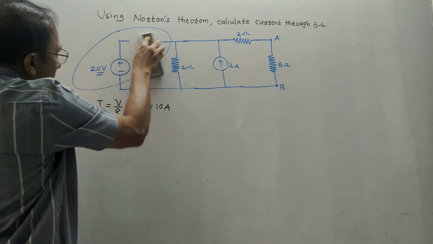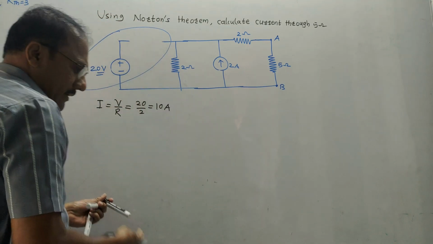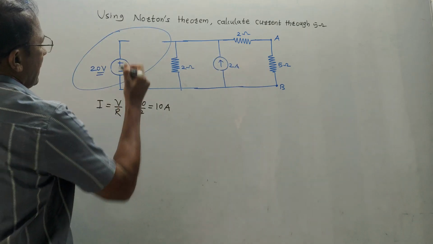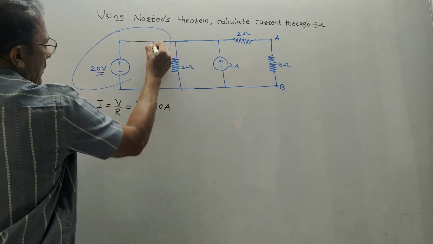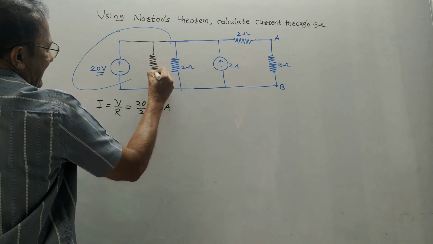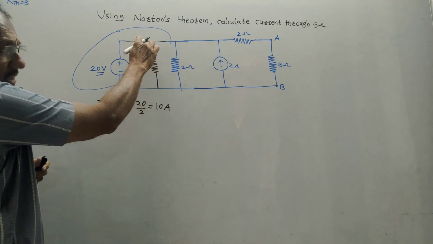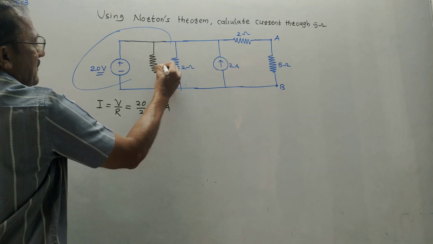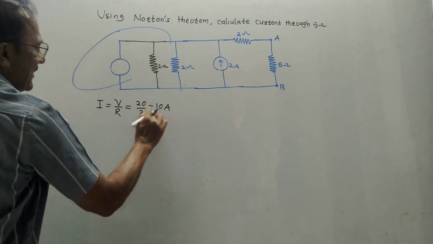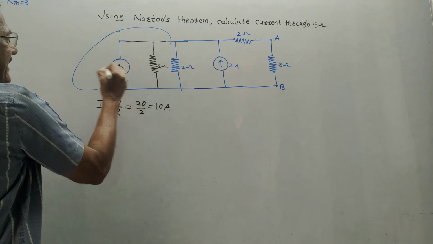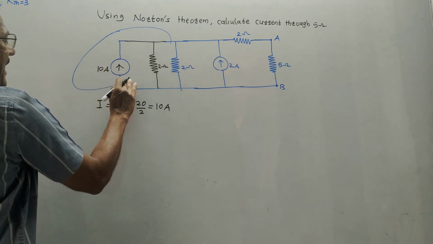So this 2 ohm, remove it, draw a single wire like this and draw this 2 ohm which was removed in parallel like this. It was in series, in horizontal line, draw it in vertical line, that means in parallel, and replace this voltage source by the current source whose value we have already calculated, that is 10 ampere.